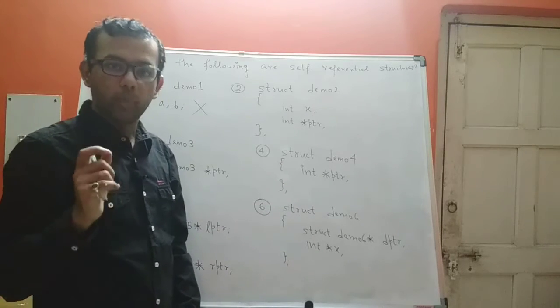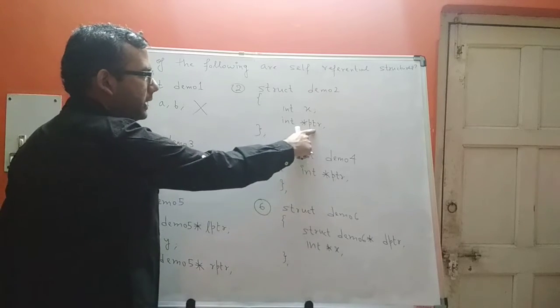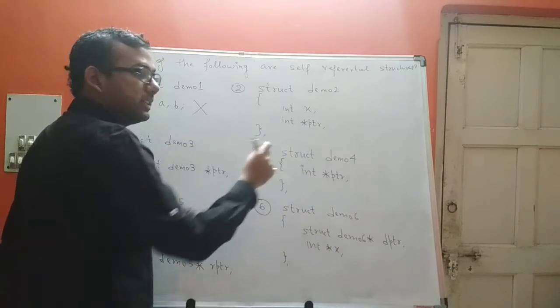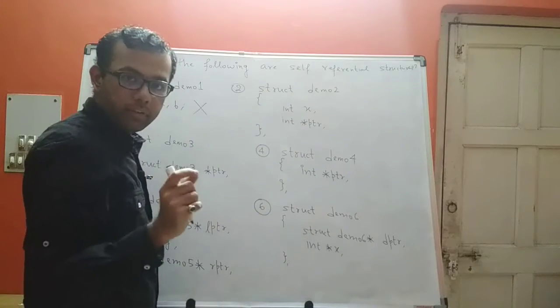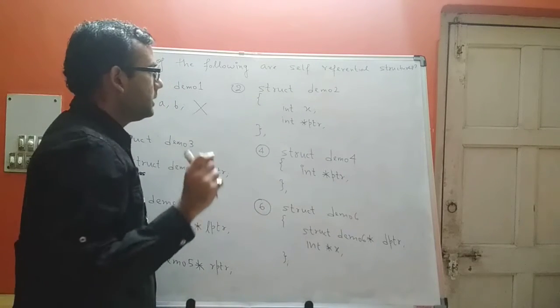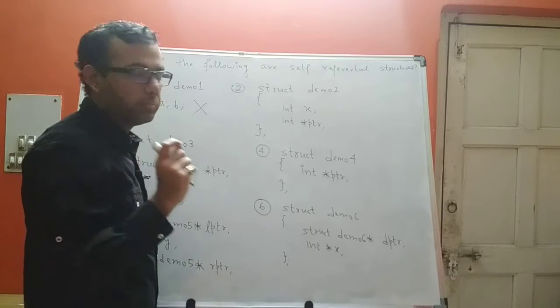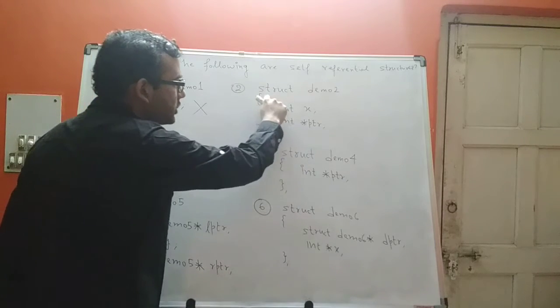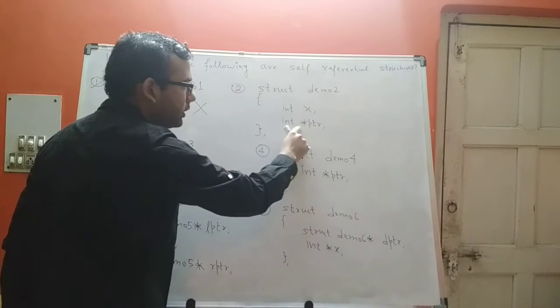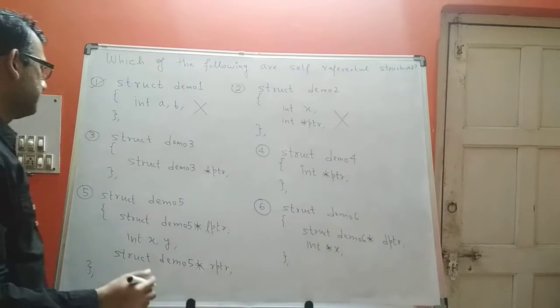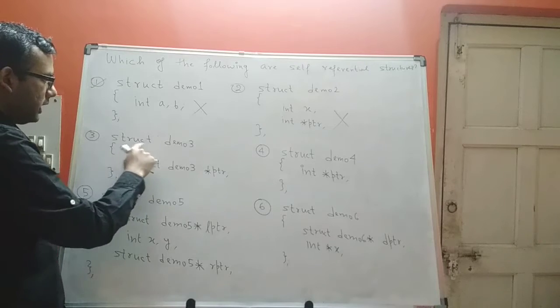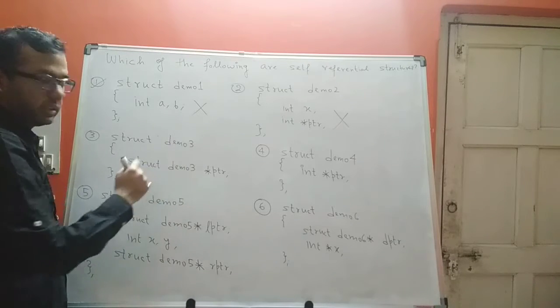The answer is no. Why? Because although ptr is a pointer, it is not a pointer to struct demo2. A self-referential structure, I repeat again, must have at least one member which is a pointer to the structure itself, but ptr is a pointer to int. As a result, this is rejected. Now let's look at this one. Struct demo3. So demo3 is my third structure.